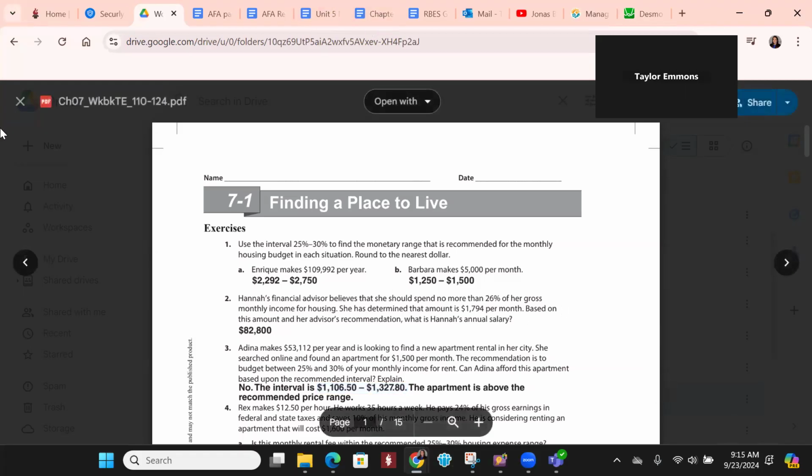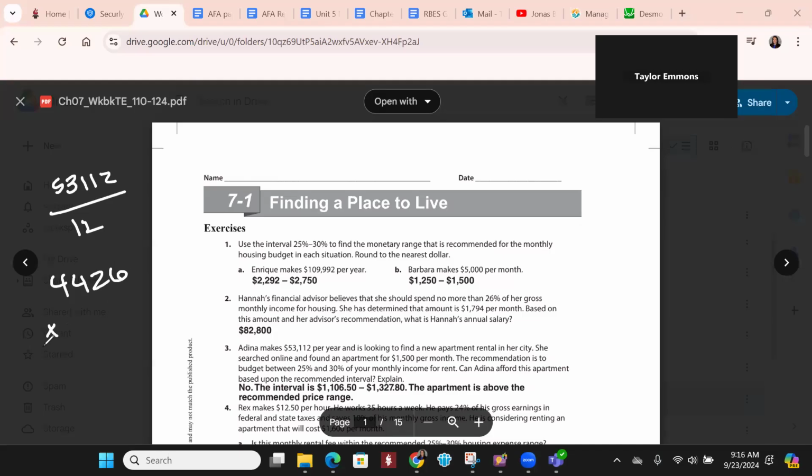So if I wanted to find 25 to 30% of your monthly income, here is my yearly income. I've got to break it down to months. So if I take 53,112 and divide it by 12, what do I get? 4,426. Okay, so this is my monthly income. What I want to find is what's 25% of my monthly income.